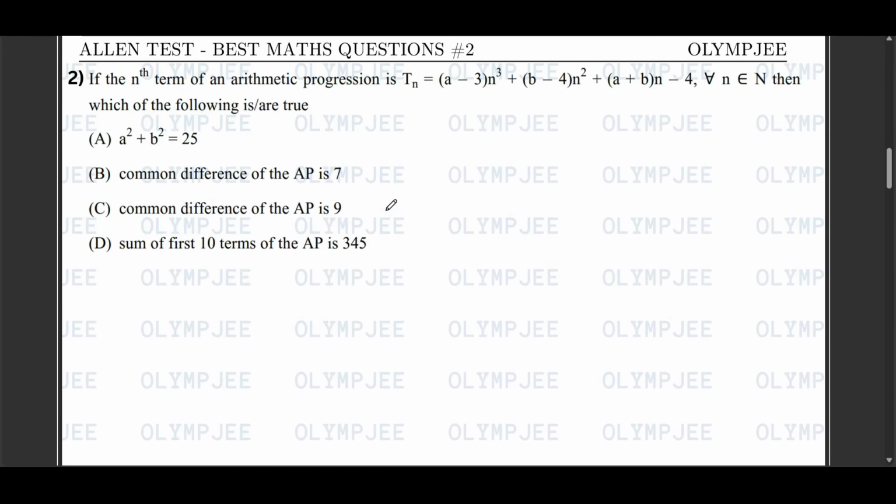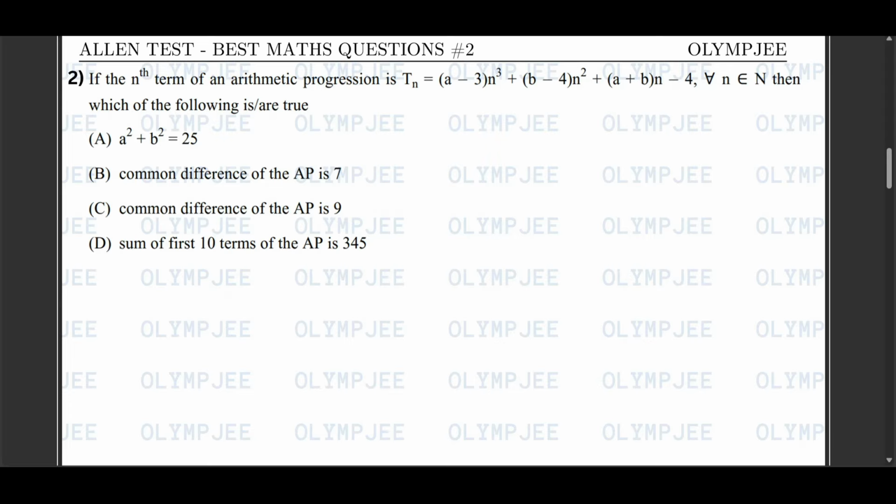So this is from the chapter arithmetic progression. It says that if the nth term of an arithmetic progression is Tn equals (a minus 3)n cube plus (b minus 4)n square plus (a plus b)n minus 4 for all n belonging to natural numbers, then which of the following is true? Okay, so we need to remember that if Tn is representing a term of an arithmetic progression, then it can only depend on n, and it cannot depend on any higher order of n like n square or n cube.